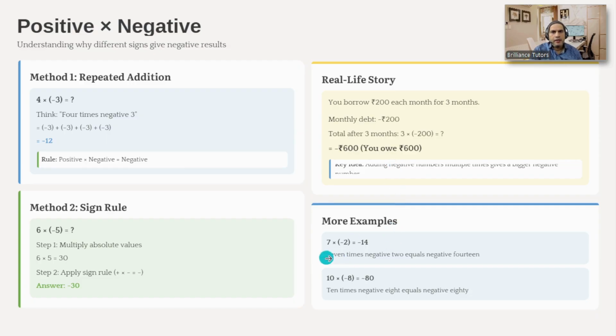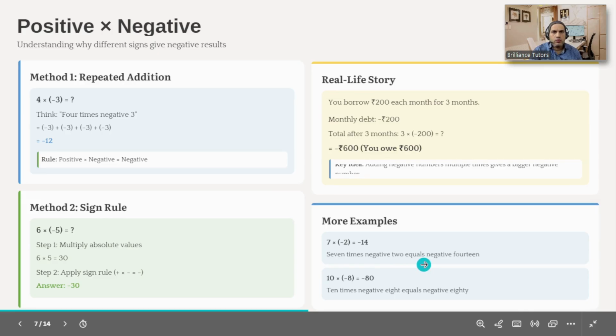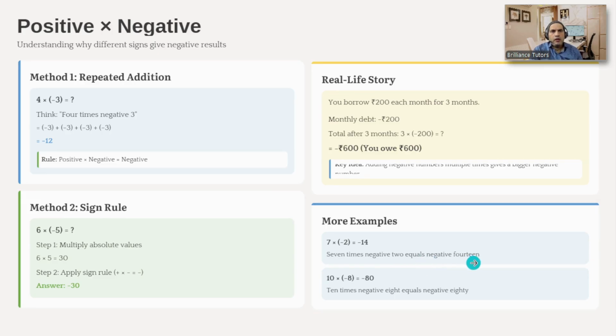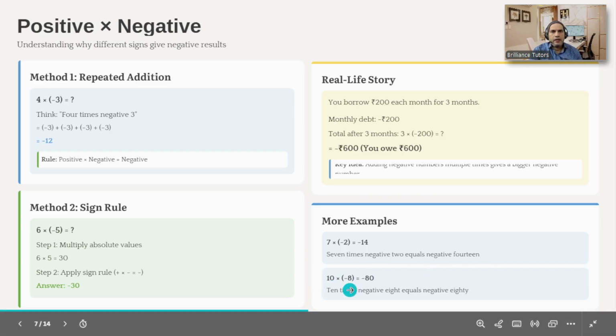More examples. 7 into minus 2 is minus 14. When you multiply, 7 times negative 2 equals negative 14. 10 into minus 8 is minus 80. 10 times negative 8 equals a negative sign.